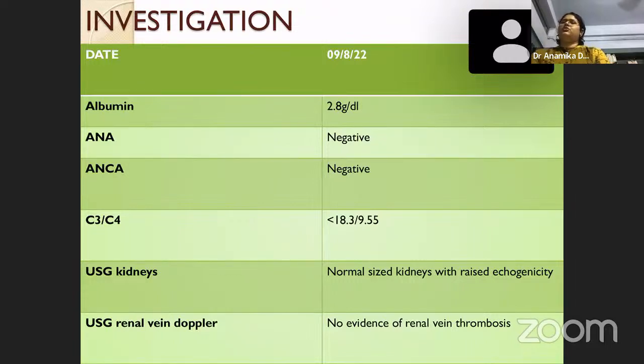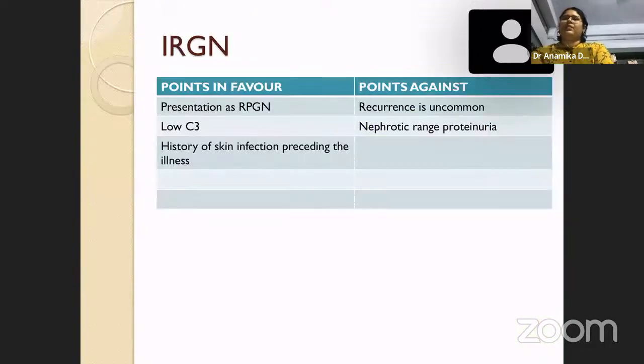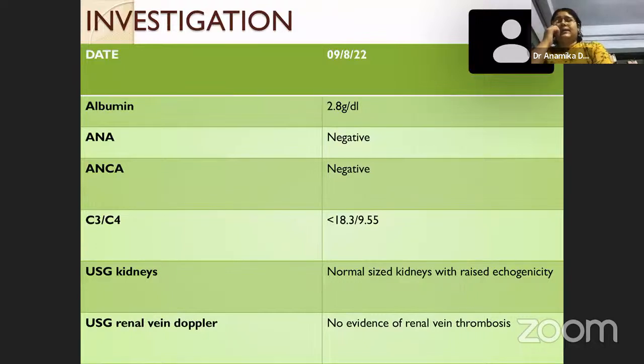Ultrasound of the kidney showed normal sized kidneys with raised echogenicity, and a renal vein Doppler was done, which did not show any evidence of renal vein thrombosis. So these were the relevant investigations done for the patient.